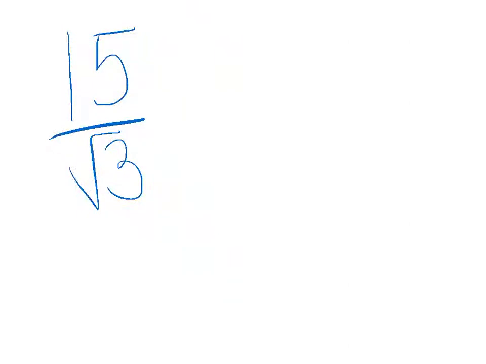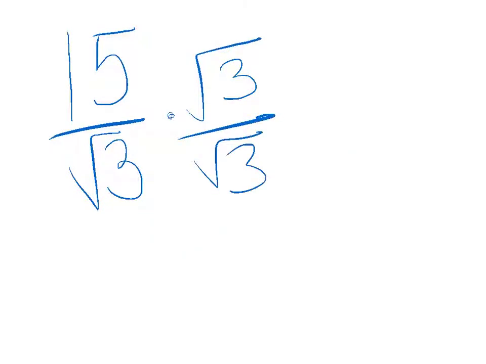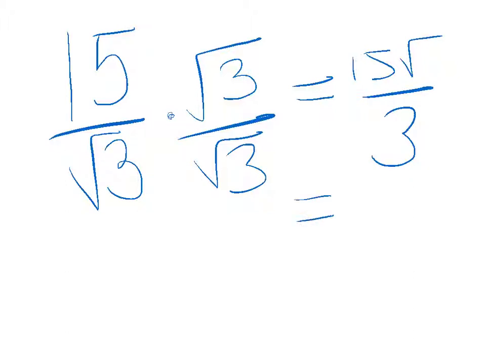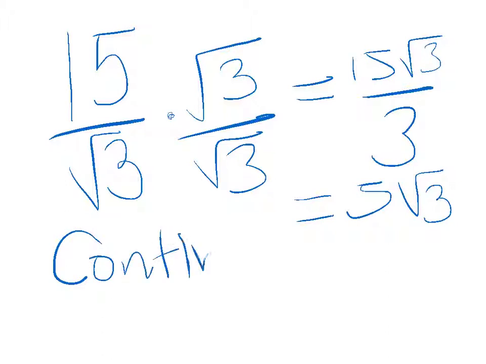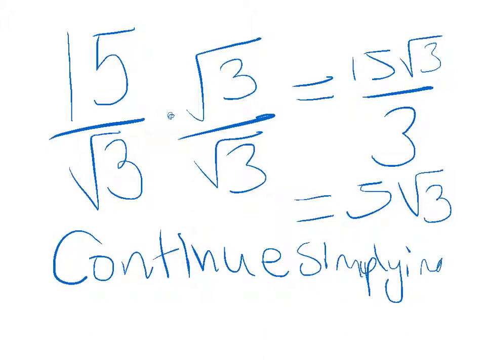Let's look at the same method using 15 divided by radical 3. We're still going to multiply by radical 3 divided by radical 3, and we're still going to get a whole number denominator. But this time we can actually simplify the 15 and the 3 to be 5 radical 3. So make sure you continue simplifying.